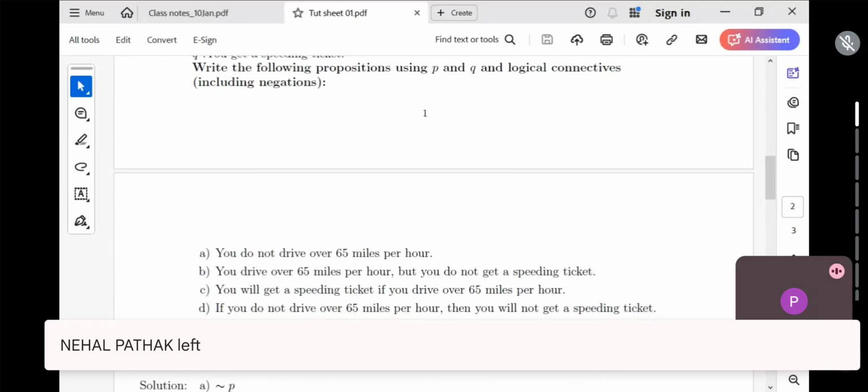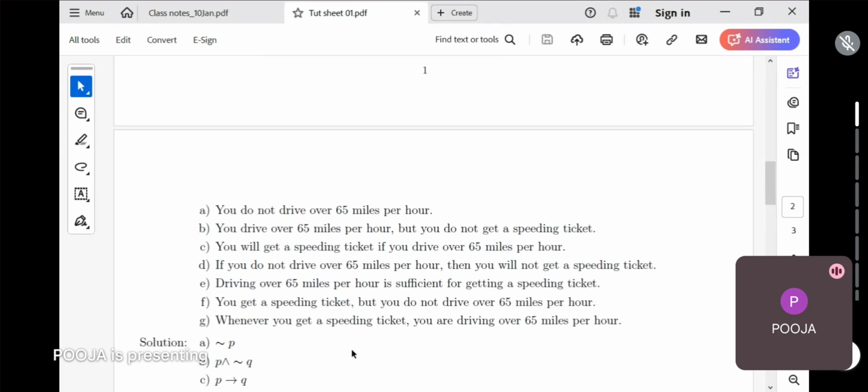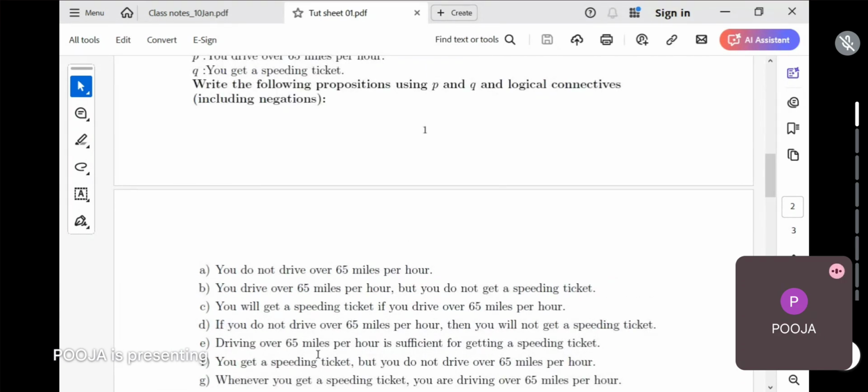The third one is you will get a speeding ticket if you drive over 65 miles per hour. So Q if P. If P then Q, or Q if P, both are the same. If you drive over 65 miles per hour, that is P, you will get a speeding ticket, that is Q. But in the writing style, Q is written first and P comes after if, so the answer will be P implies Q only.